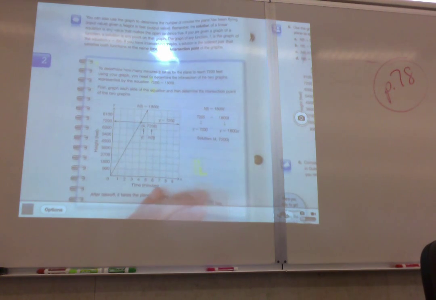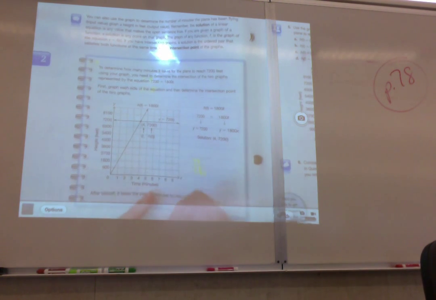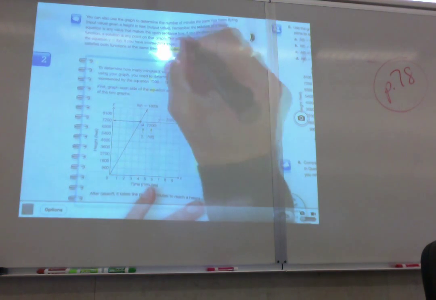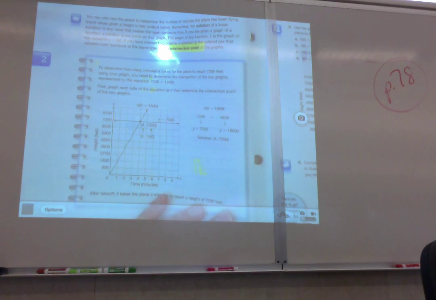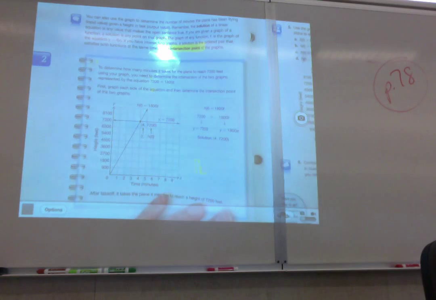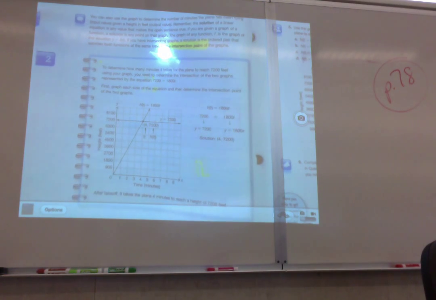It's late in the day. We don't want to read that, right? But here's a spot that's important to understand. Intersection point. What is it? What's an intersection? It's where two lines meet.